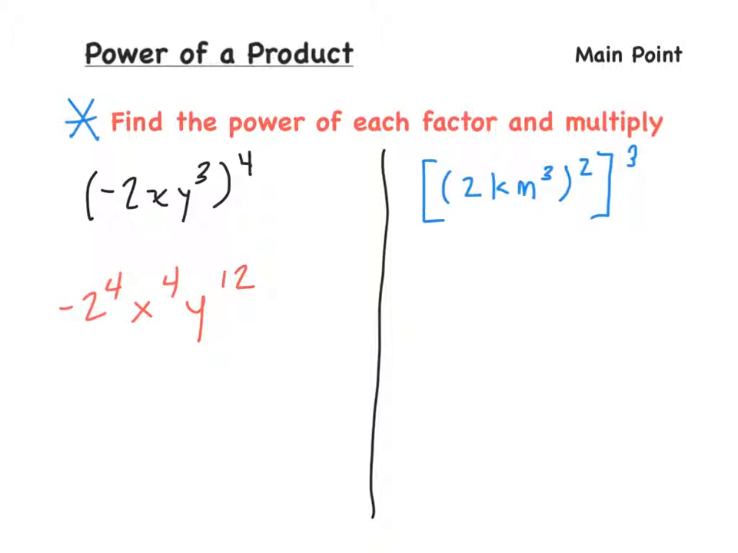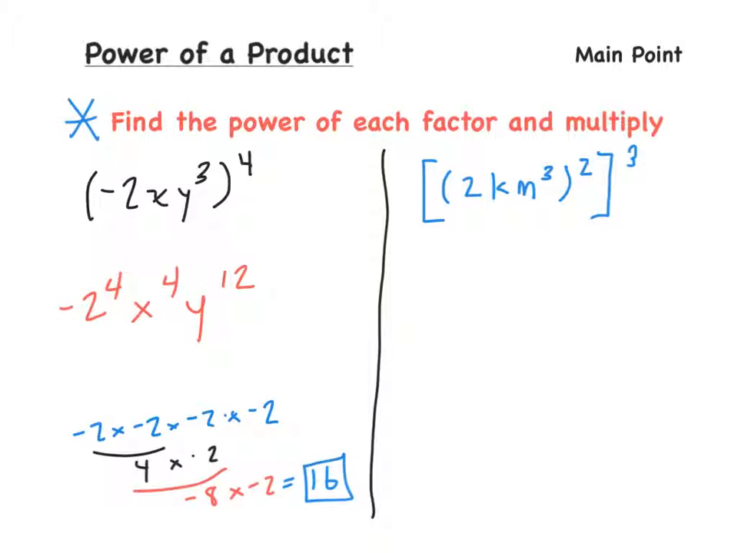But I kind of want to simplify on this one. I want to simplify this negative 2 to the fourth. So that means it's negative 2 times negative 2 times negative 2 times negative 2. So negative 2 times negative 2 is equal to 4. So 4 times negative 2 is equal to negative 8. Negative 8 times negative 2 is equal to 16. So this negative 2 to the fourth can also be written as 16, and then the rest, x to the fourth, y to the 12th. So this is our simplified final answer.